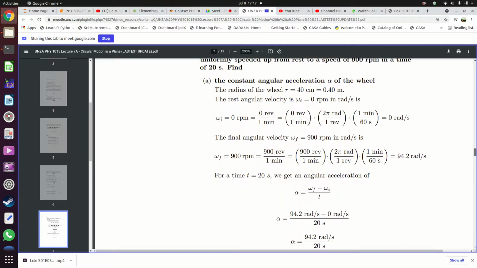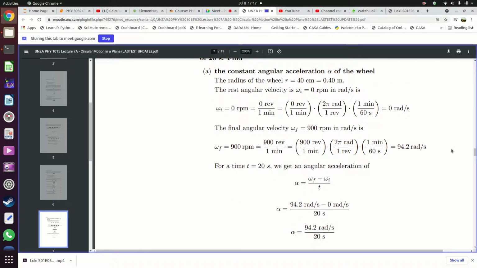Okay, if there are no questions, again, these are just conversions I've rewritten like that.